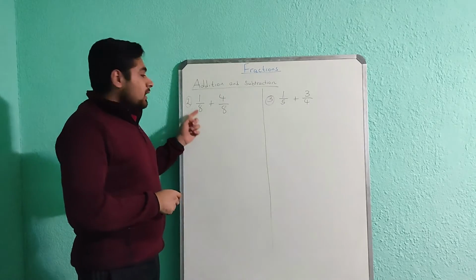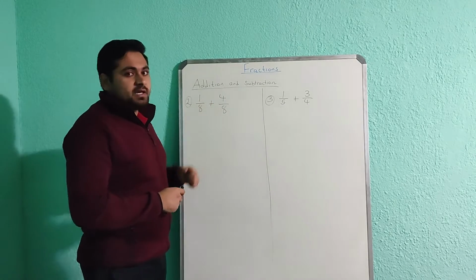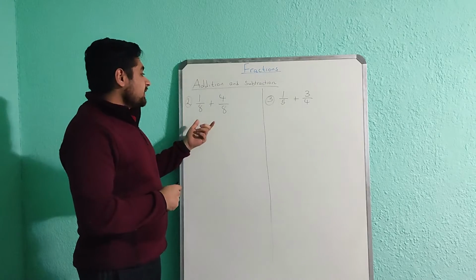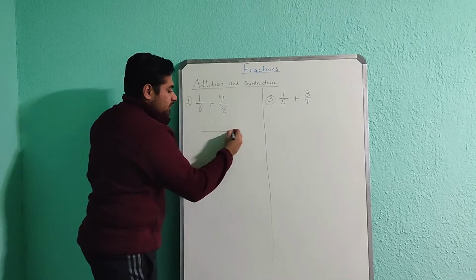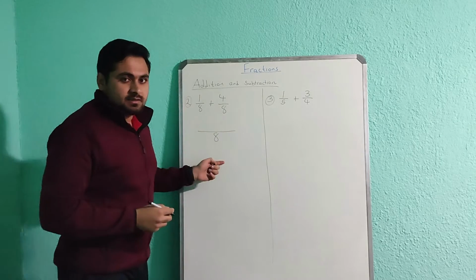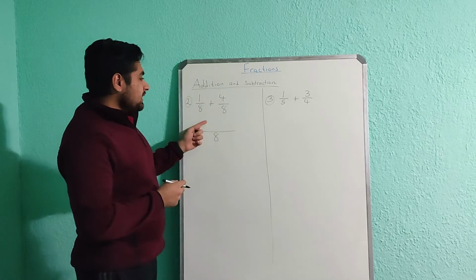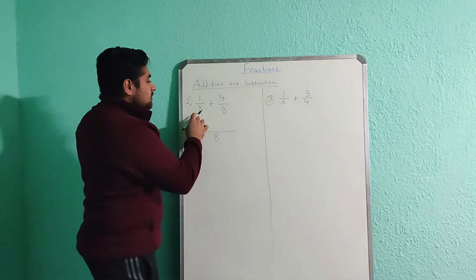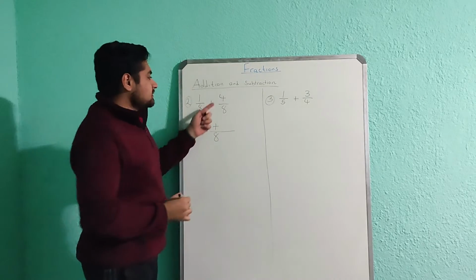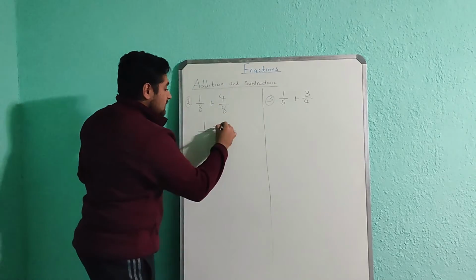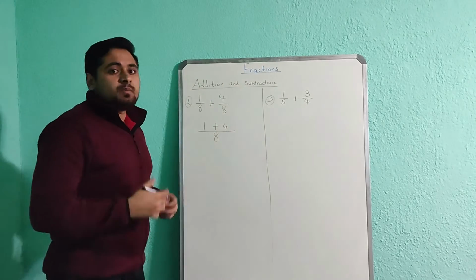Question 2 was 1 over 8 plus 4 over 8. Again, we got the fractions with the same denominator. So first step, we write the denominator as it is. The next step, we write the numerator and the sign as it is. So the numerator of the first fraction is 1, sign is plus, and the numerator of the second fraction is 4. Now we perform the calculation.